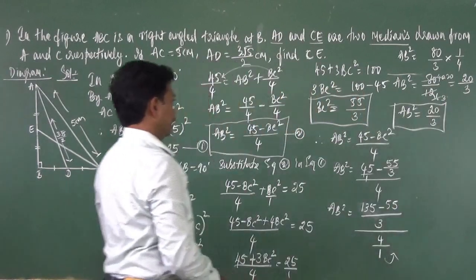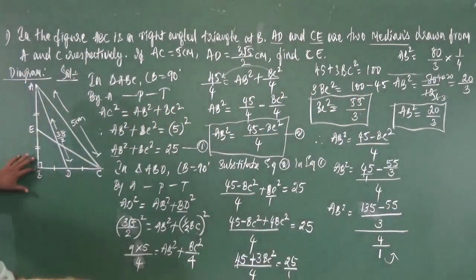Okay, now we have got the value of AB square, but we need the value of BE square, because E is the midpoint of AB, therefore we need the value of BE.